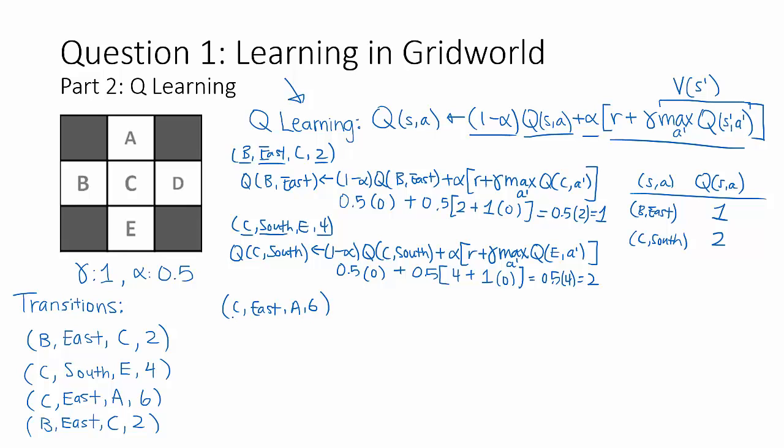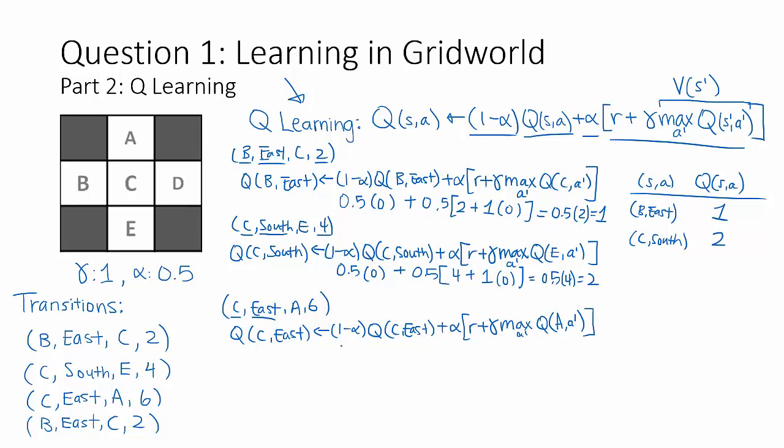The third transition that we have is C east A 6. In this transition, we begin at state C, and we take the action east, so we'll be updating the Q value for Q of C east. That's going to be set to 1 minus alpha times Q of C east, plus alpha times R plus gamma max over A prime of Q of the landing state, which is A, and then action A prime.